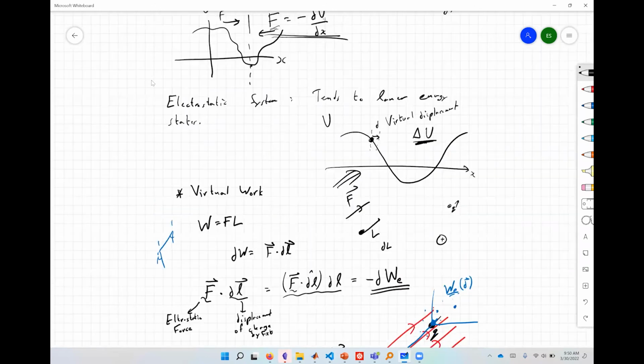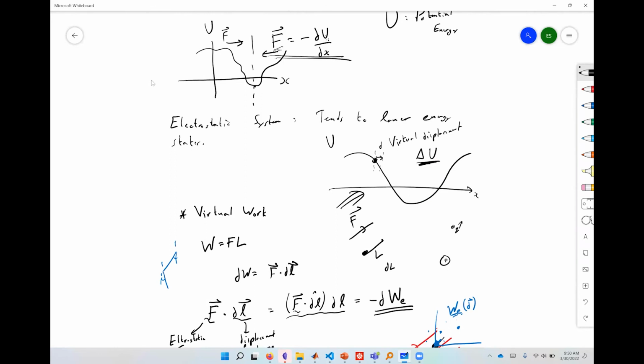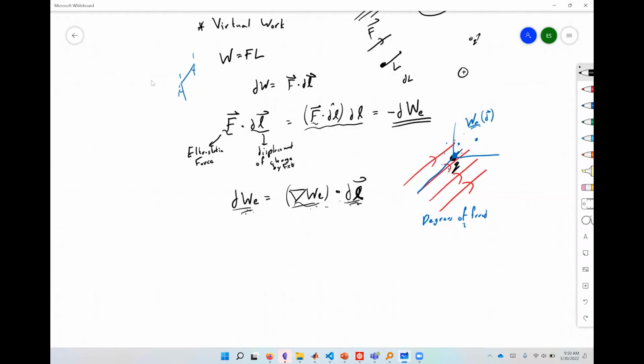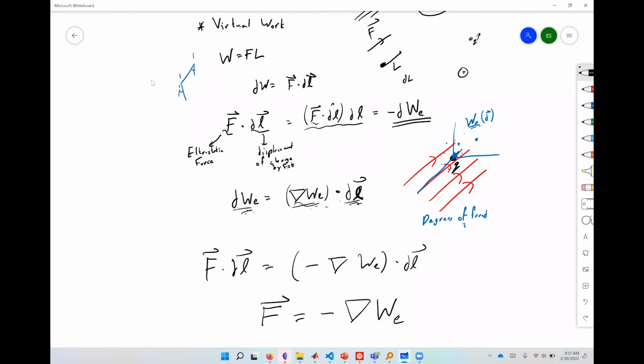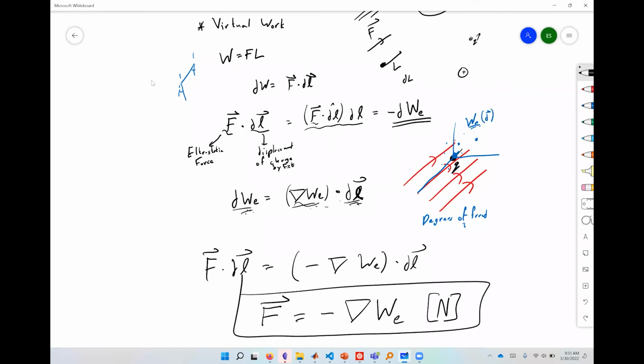So we go back now to this equation. F dot dl is minus dWe. So F dot dl is, I can take the minus, minus grad WE dot dl. So this tells me that the force has to be minus the gradient of WE. WE is the complete energy of the system. So this gives me the force in newtons. And this is an alternate way of calculating the force.